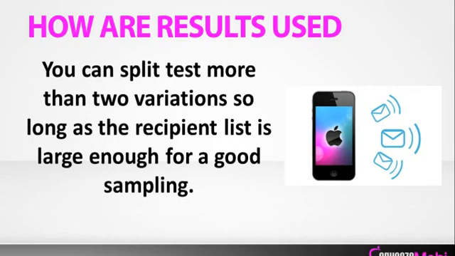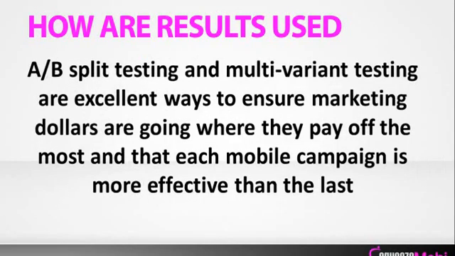All right. Also, you can split test more than two variations. They call it a multi-variate test. When you have a really large list, make sure it's large enough for a good sampling. And if not, two is fine. Two is perfect. Comparing two variations is perfect. A/B split testing and multi-variate testing are excellent ways to ensure marketing dollars are going where they pay off the most, and that each mobile campaign is more effective than the last. That's really the goal of split testing here. You make sure that each campaign is always more effective than the last.